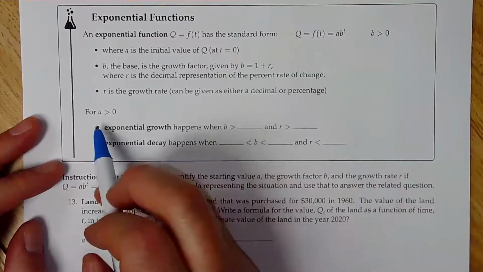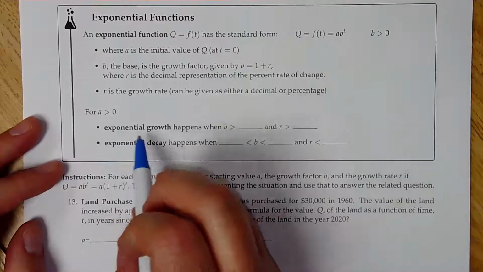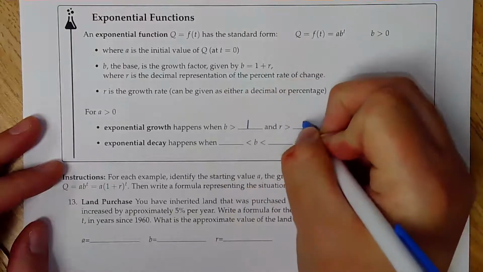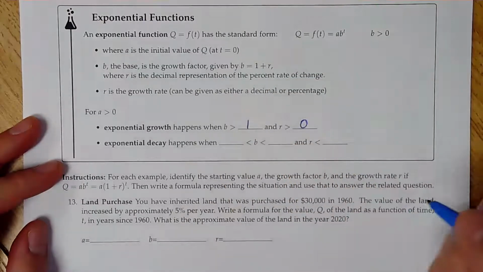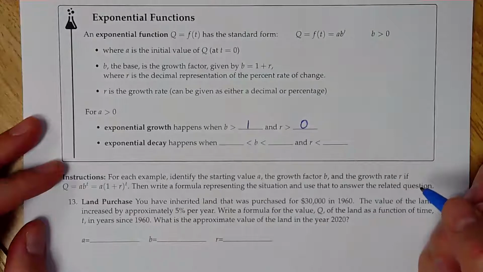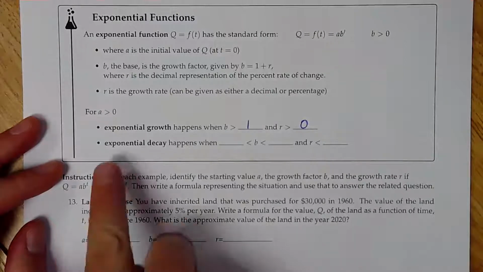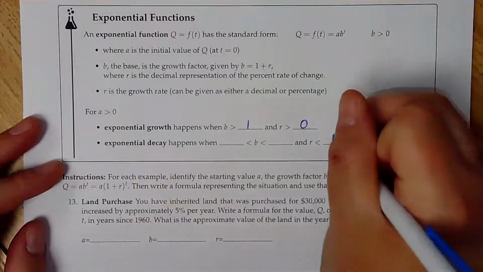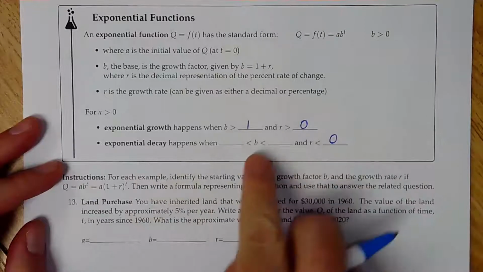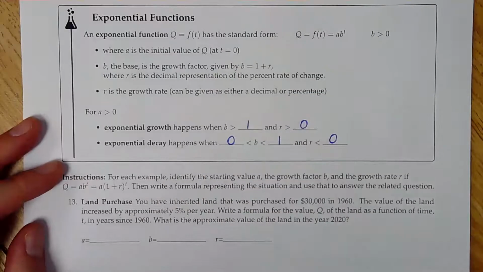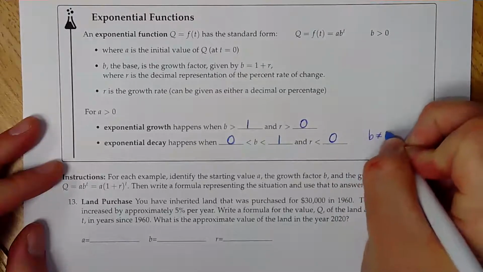And then if A is greater than 0, we're going to have exponential growth when B is bigger than 1 and R is bigger than 0. We talked about that on the previous page, that if we're increasing, R is positive, but if we're decreasing, R is negative. So we get exponential decay when R is less than 0, and when that happens, B is going to end up being between 0 and 1. B is never equal to 1. Put a little note there for that.